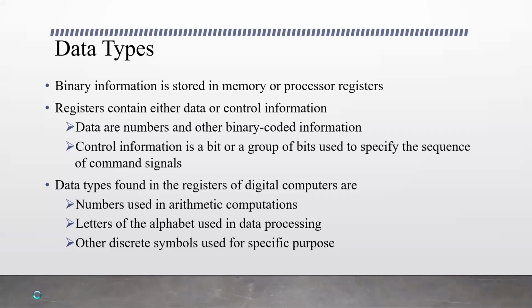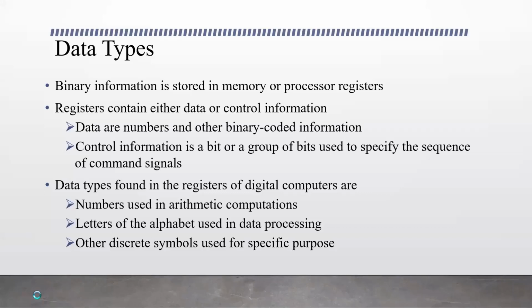In this chapter, we are going to study the different data types and number systems, which are data in coded form, and how to convert between the different types of numbers. Binary information is stored in the memory. When we give some data to the computer, it is stored inside in binary form as bits, 1 or 0, in the computer memory.